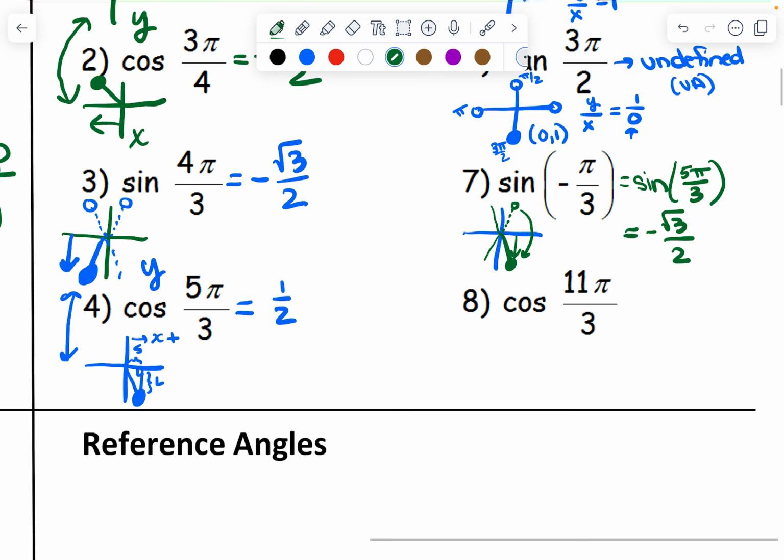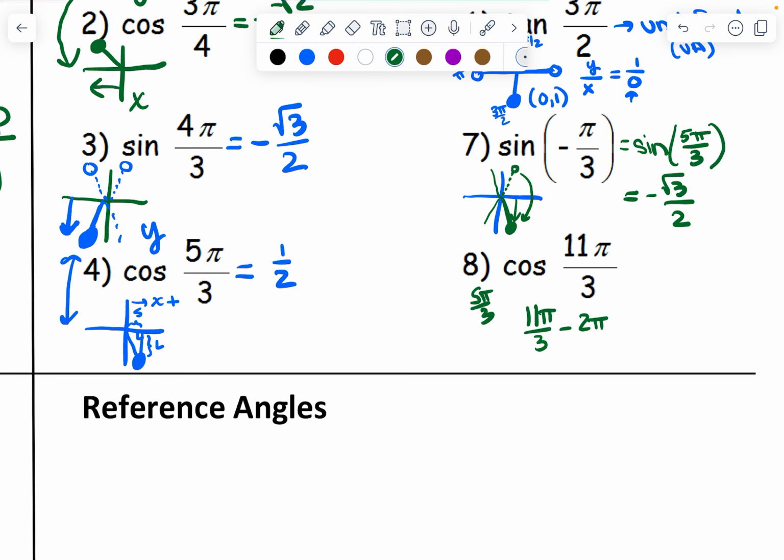And then cosine of 11 pi over 3. 11 pi over 3 is not on the unit circle. The largest family of 3 that we have is 5 pi over 3. So we're going to have to find a coterminal angle so that we can evaluate this. Obviously it's too large, too big. So what I can do is subtract 1 revolution, which would be 2 pi.